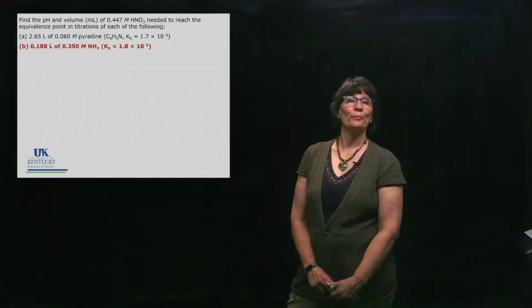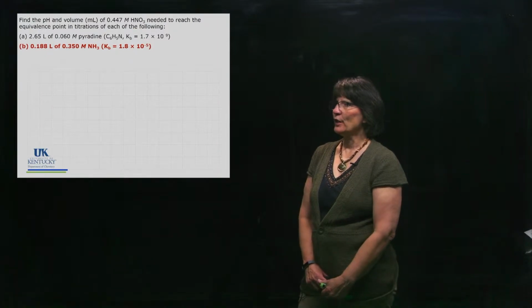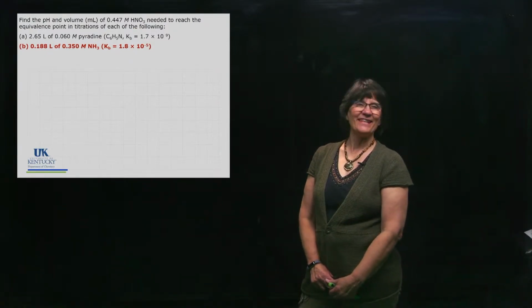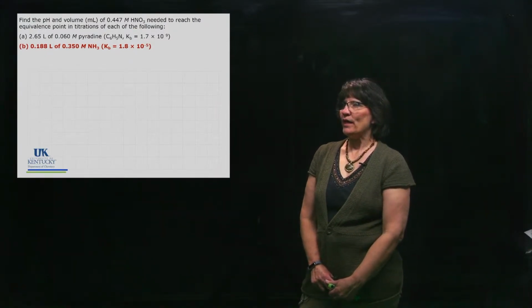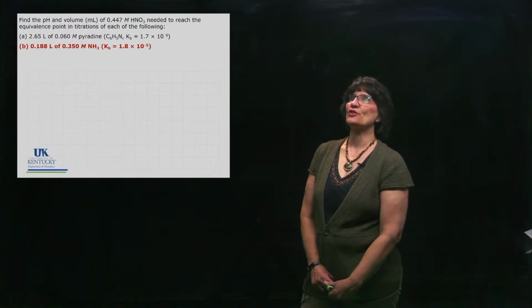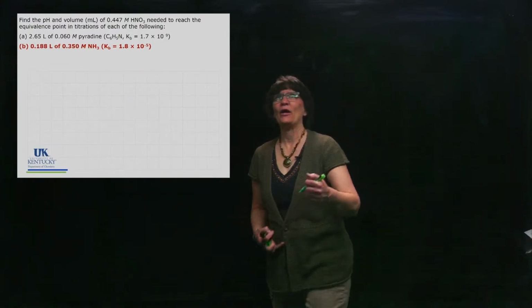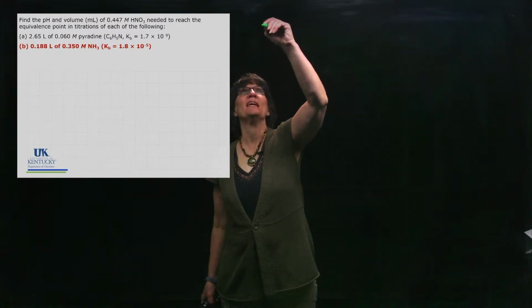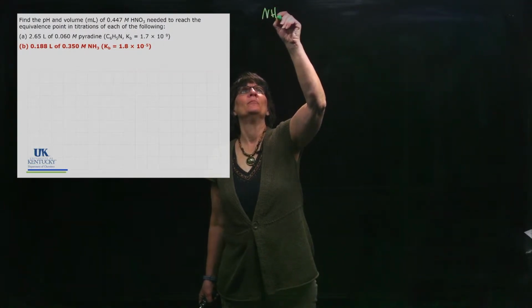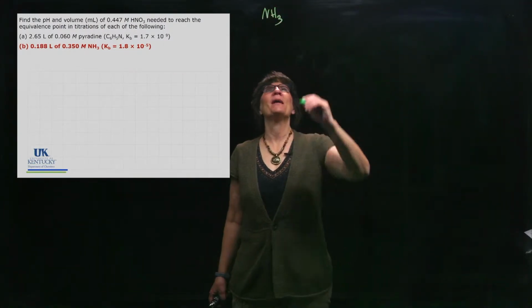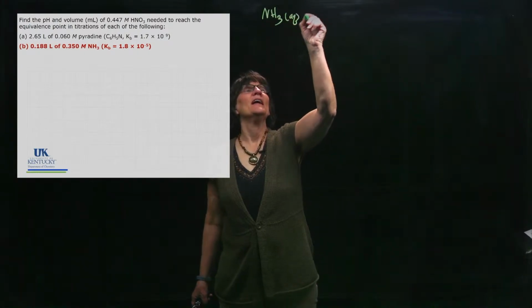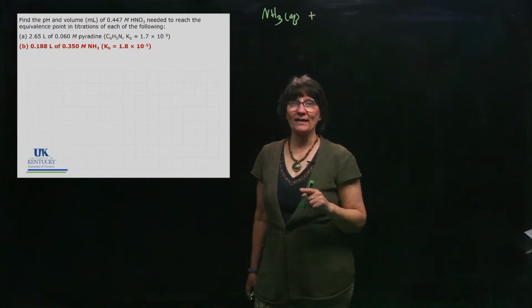Let's work through part B, highlighted in red here. We have ammonia, that's NH3, reacting with HNO3, which is a strong acid. Now I could call my ammonia, which is a base, just B, but this isn't a very complicated thing to write. So there's my base, okay? It is reacting with the strong acid.